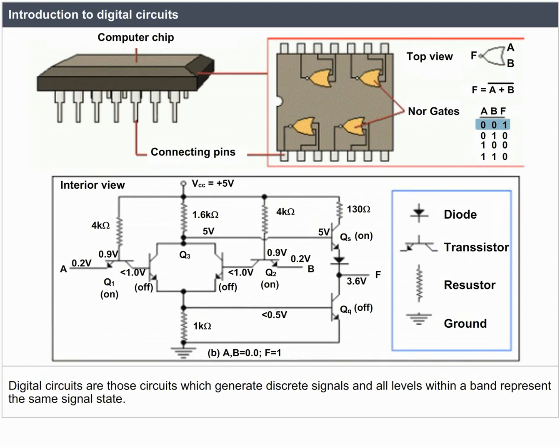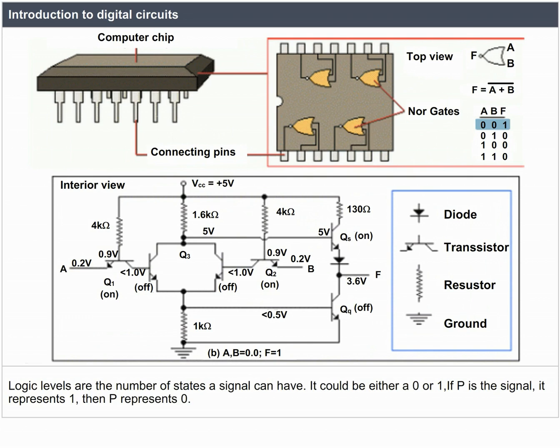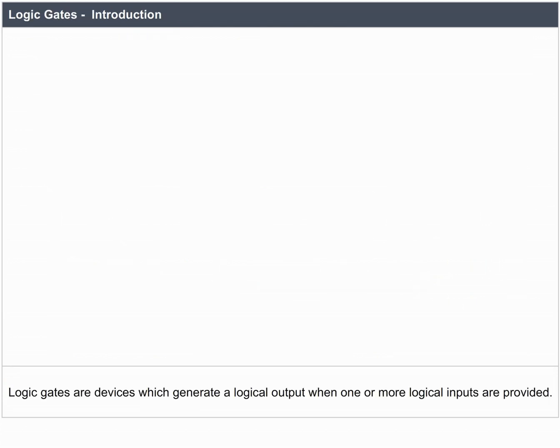Introduction to digital circuits. Digital circuits are those circuits which generate discrete signals, and all levels within a band represent the same signal state. Logic levels are the number of states a signal can have. It could be either a 0 or 1. If P is a signal, it represents 1. Then P̄ represents 0.